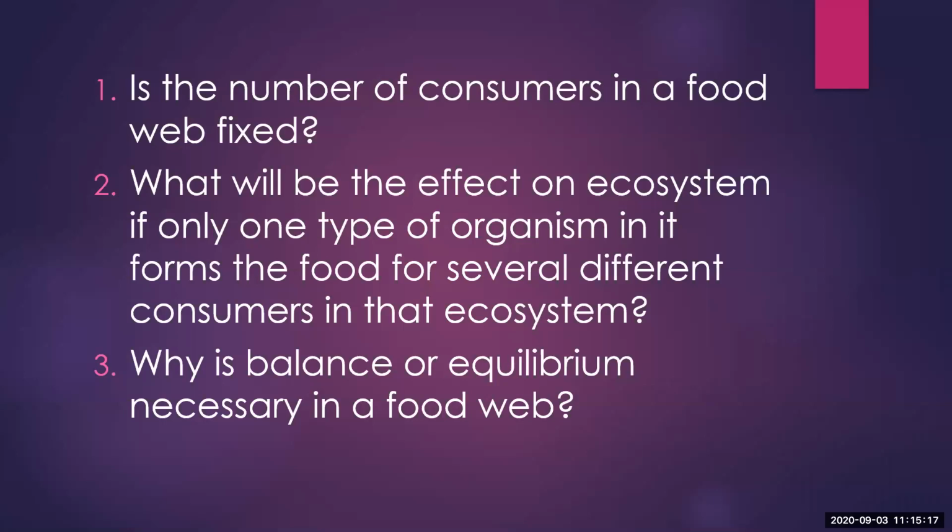If the number of producers is less than the number of consumers, it will lead to shortage of food and death of consumers due to starvation. And if the number of apex consumers like tigers decreases due to excessive hunting, then the secondary consumers like deer would increase in number as the tigers will die. Tigers are being hunted by people.